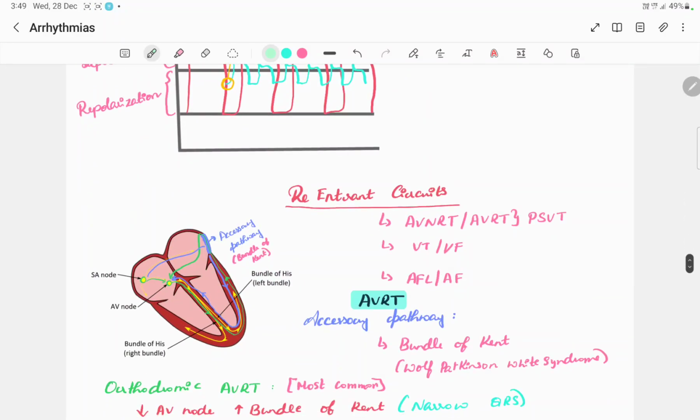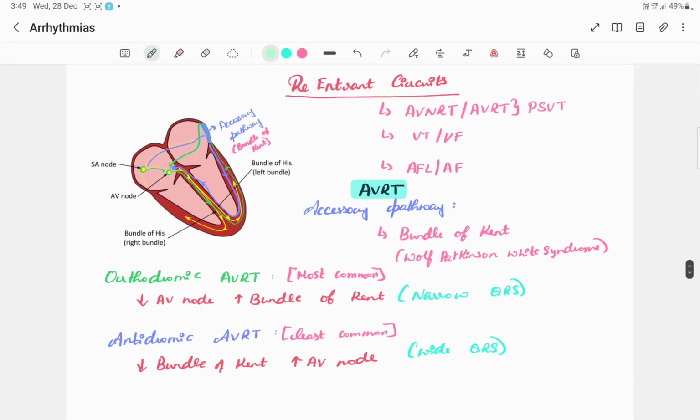Okay, so next, another reason for tachyarrhythmias was re-entrant circuits. Re-entrant circuits is when there are two different conduction pathways that we're going to see here. So first we'll see the causes for re-entrant circuits. One is AVNRT, AVRT, which is paroxysmal supraventricular tachycardia, and then ventricular tachycardia, ventricular fibrillation, atrial flutter or fibrillation. So the main cause for re-entrant circuits would be paroxysmal supraventricular tachycardia, which we divide as AVNRT and AVRT.